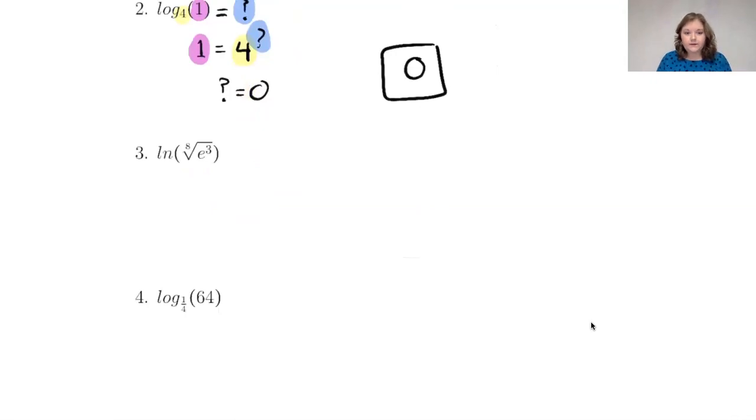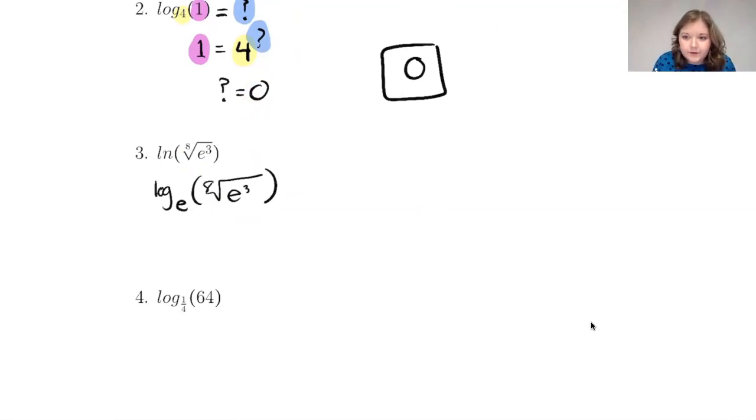Okay, so for example 3, we have our first natural log, ln, and ln has base e. So we're going to write it as ln. Instead of ln, I'm going to write it as log with base e equals the 8th root of e to the 3rd. Okay.